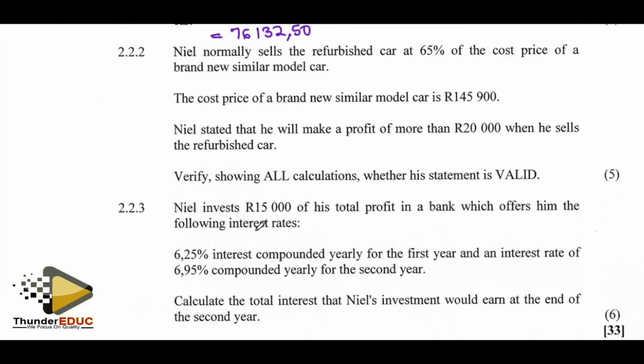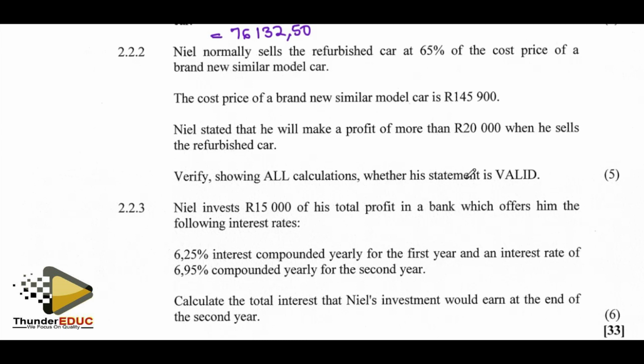Nelly normally sells the refurbished cars at 65% of the cost of a brand new similar model. The cost of a brand new similar model car is 145,900. Nelly says that he'll make a profit of more than 20,000 when he sells the refurbished car. Verify showing all calculations.